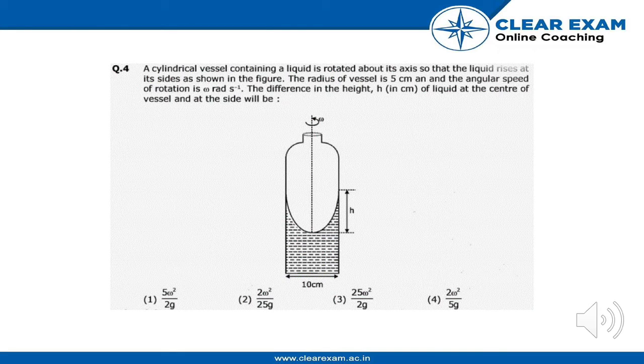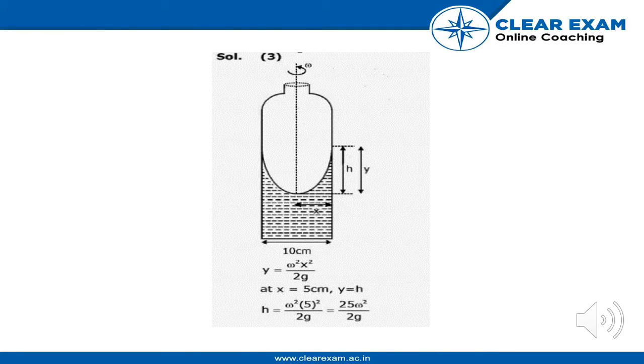So let's move to the solution. Now what we have done is taken h is equal to y. So y is equal to omega square x square upon 2g. And at x is equal to 5 centimeter, y is equal to h. So h is equal to omega square into 5 square upon 2g. Putting the value of 5 square as 25, we have 25 omega square upon 2g. That is the answer.